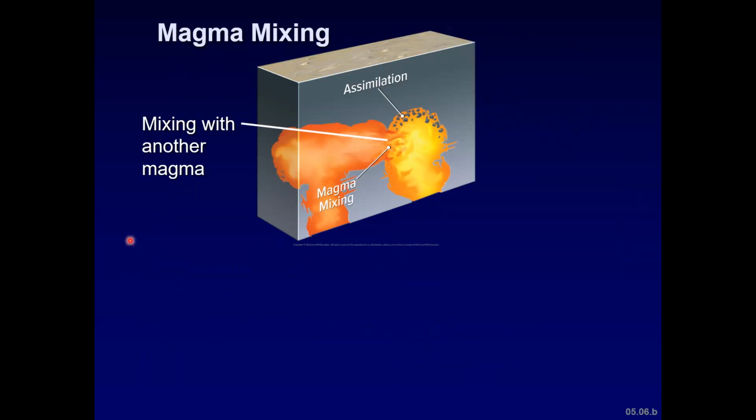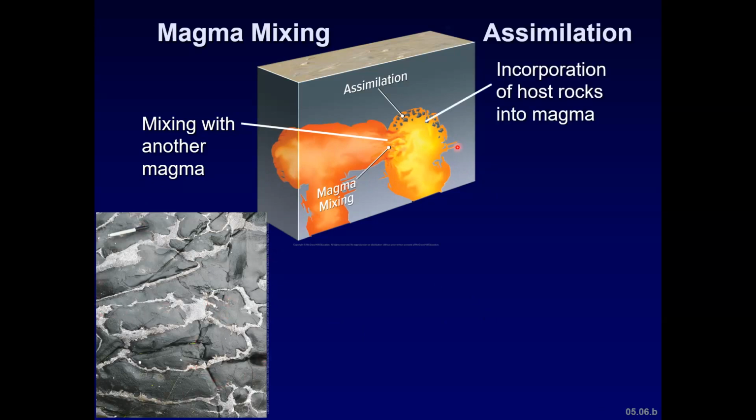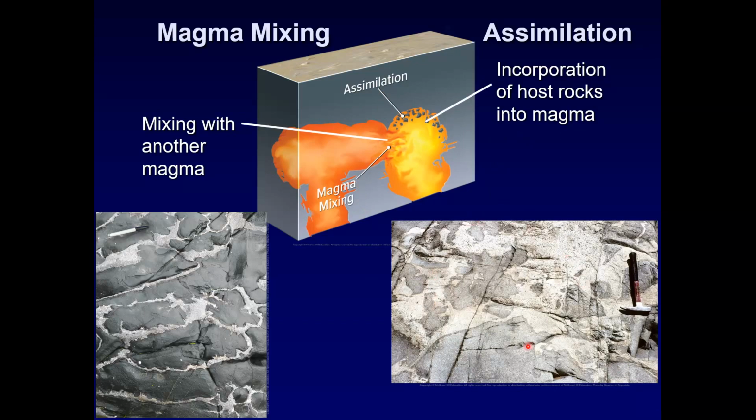All right, so what about mixing? You can have two magmas mix together and form a new composition that would be intermediate between the two magmas. Like here, there's some sort of mixing. You can also have what's called assimilation, and that's where a magma incorporates the host rocks or the surrounding rocks into the magma by melting. We see that here.